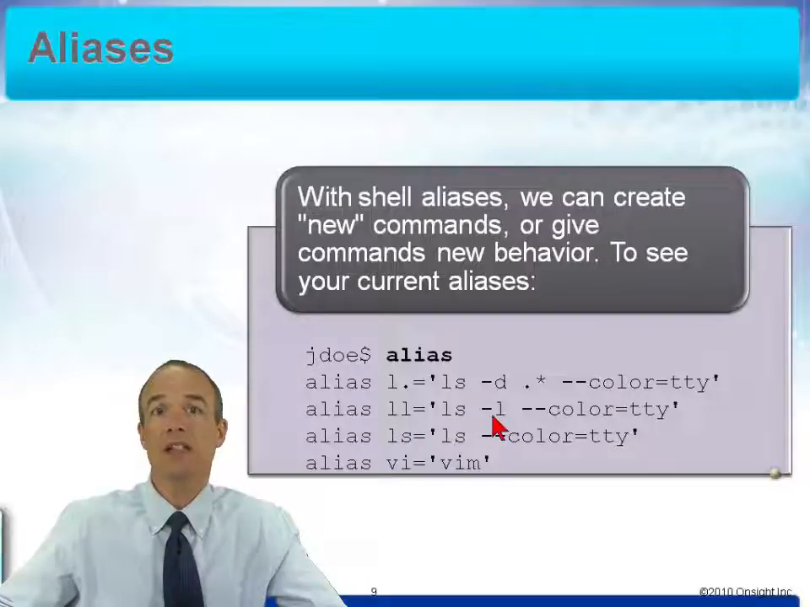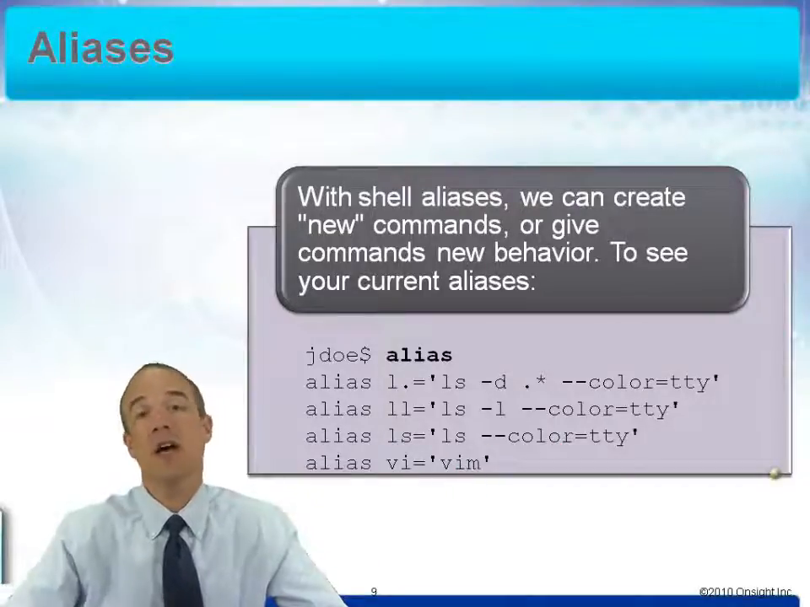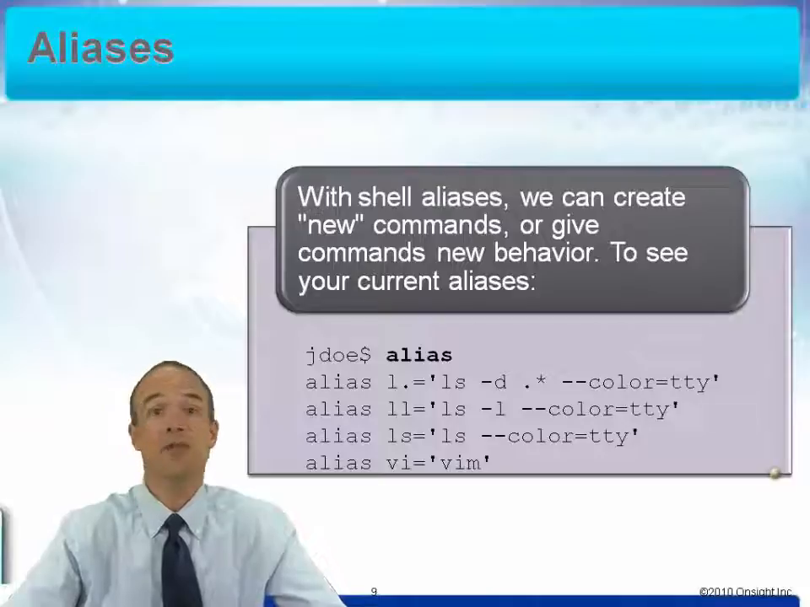ll does an ls -l, turning the color on. ls, we're doing a normal ls, but we're assigning the color tty. And here we're aliasing vi to be vim. So every time we vi a file, we're actually using the Vim editor, not the vi editor. So we're using vi improved.